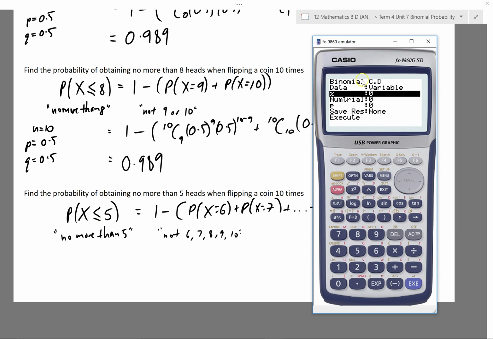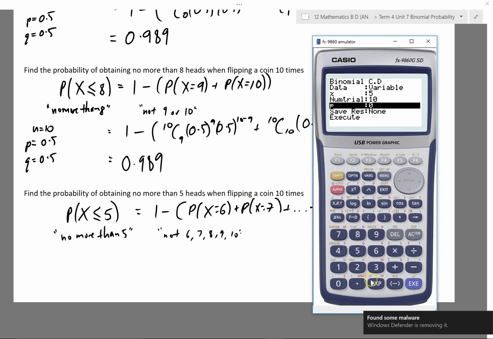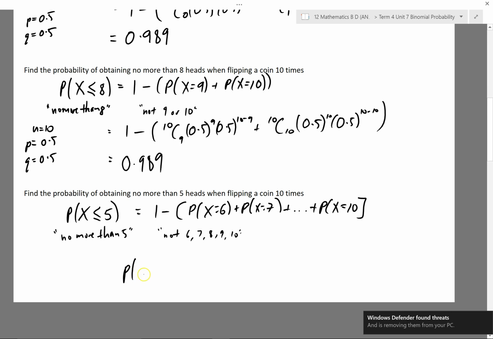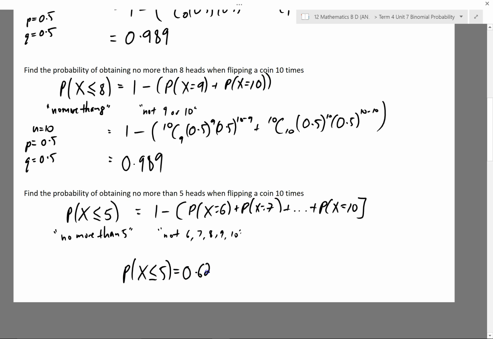I want x is less than or equal to 5. So this BCD mode does always less than or equal to. So I can put my 5 in here, 10 trials, probability of success is 0.5. Go ahead and execute this. Get 0.623. So the probability that x is less than or equal to 5 is 0.623.